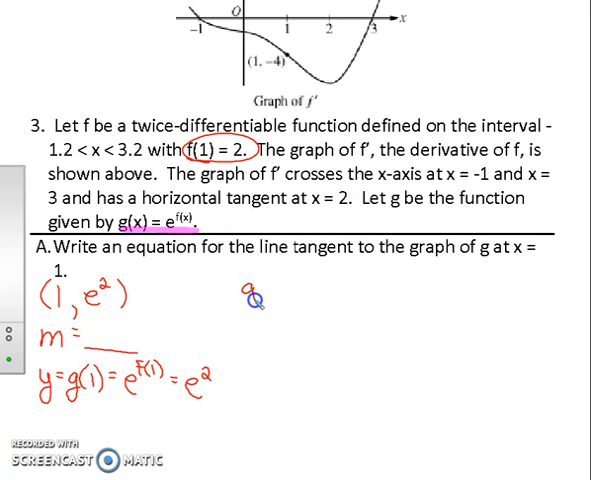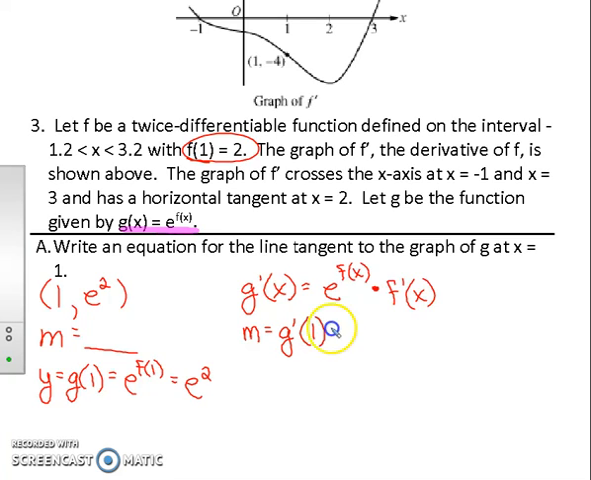So to find g prime, I have to take the derivative of this equation for g of x. So that is an e to the u function. So remember, e to the u is its own derivative, but then we have to multiply by the derivative of the exponent. The derivative of f of x is f prime of x. So this is your expression to find g prime of x. So then to find our slope, we're going to find g prime of 1. So that becomes e to the f of 1 times f prime of 1.